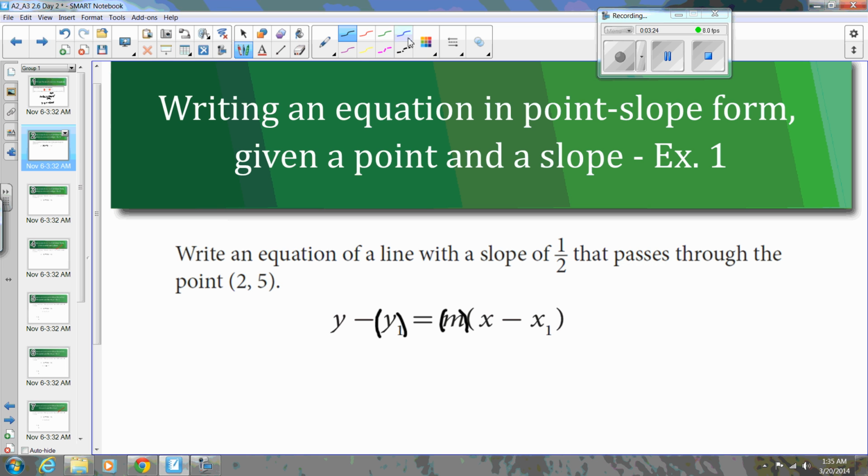And now my pen has magically decided not to work. Let's just, oh, here we go. We're back in business.